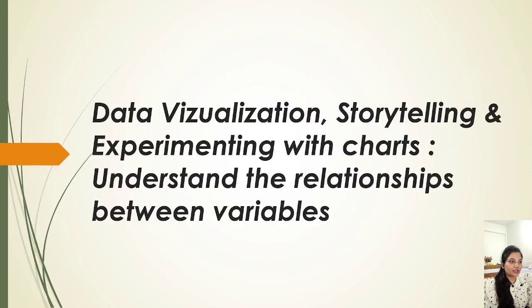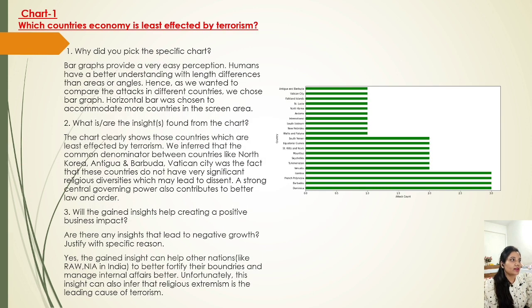Now data visualization, storytelling, and experimenting with the charts to understand the relationship between the variables. In the first chart, we are finding which country's economy is the least affected by terrorism. We got this bar graph. We chose it because a bar graph provides very easy perception; humans have a better understanding of length differences than areas or angles. Hence, as we wanted to compare the attacks in different countries, we chose a bar graph. A horizontal bar was chosen to accommodate more countries in the screen area.